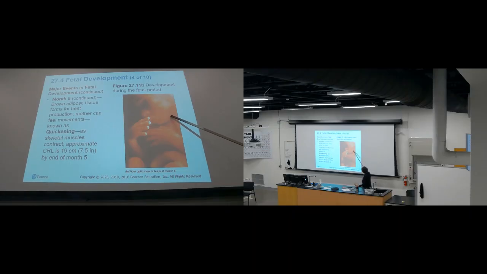Something as well that happens during this month is the deposit of brown adipose tissue that helps to keep the baby warm. And then you have as well the contraction of the skeletal muscles of the baby. And the length now is going to be 19 centimeters or 7.5 inches. So more or less something like this.